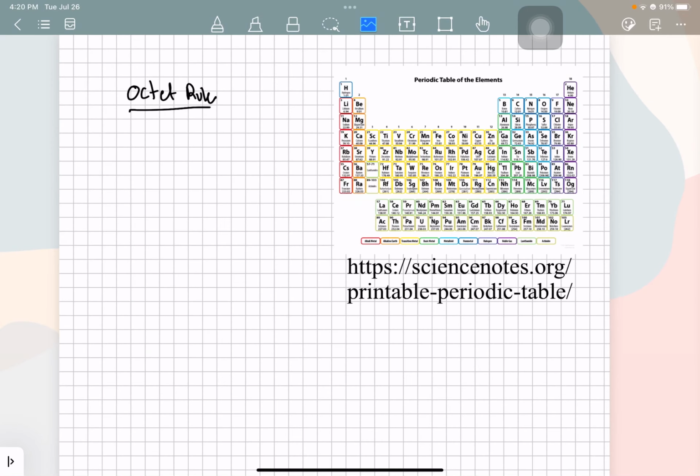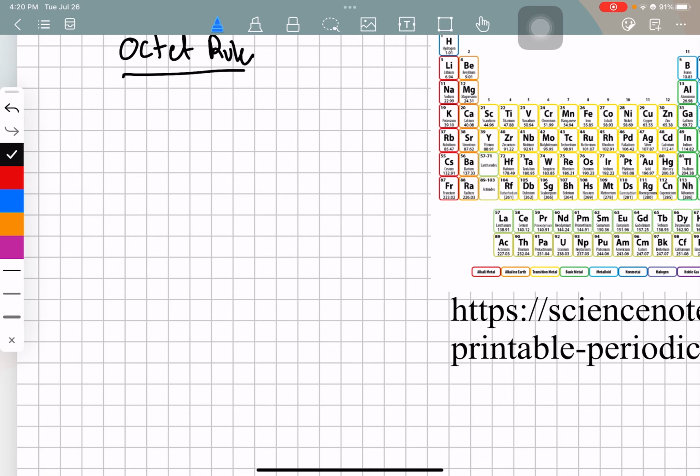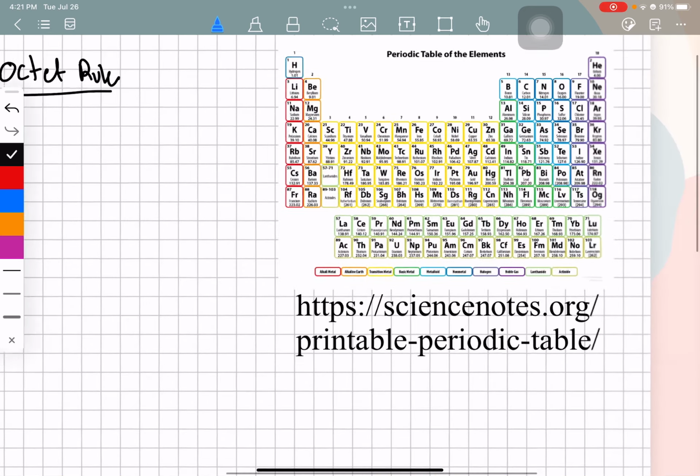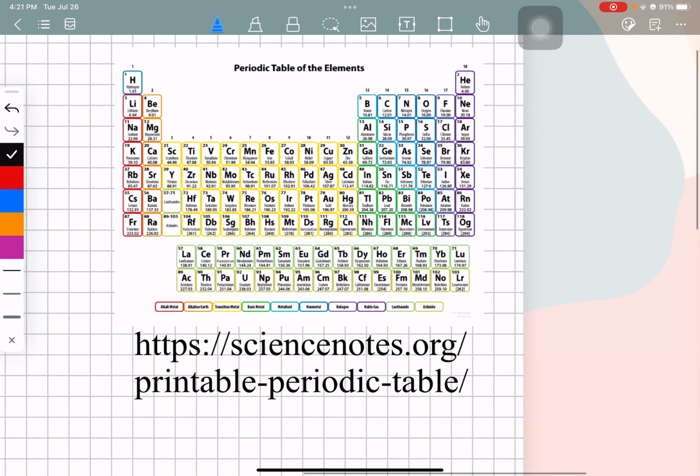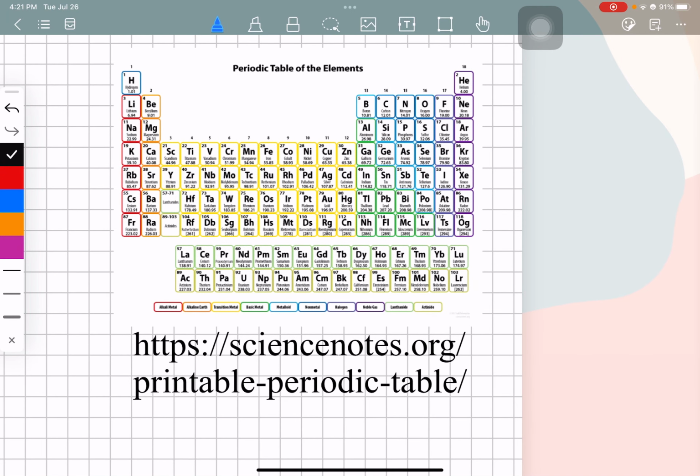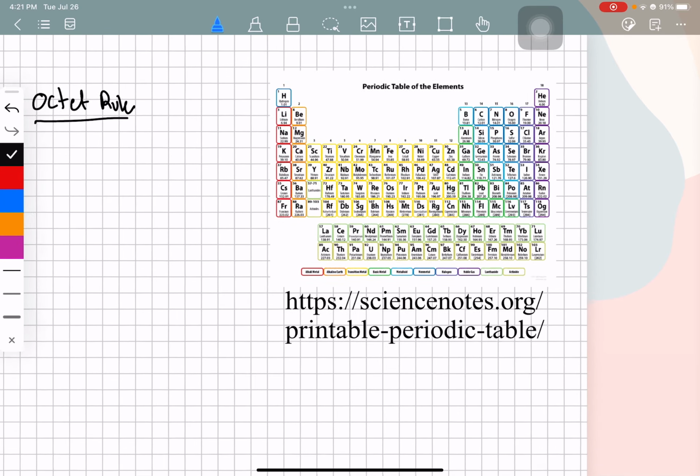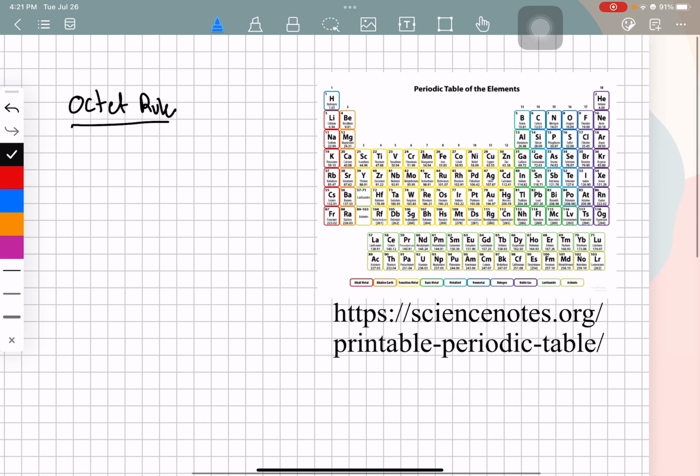Hello everyone, today we're going to discuss the octet rule in regards to valence electrons. So let's say, for example, you have an element. Let's pick one from this table of values, which I took from sciencenotes.org. Let's talk about magnesium.